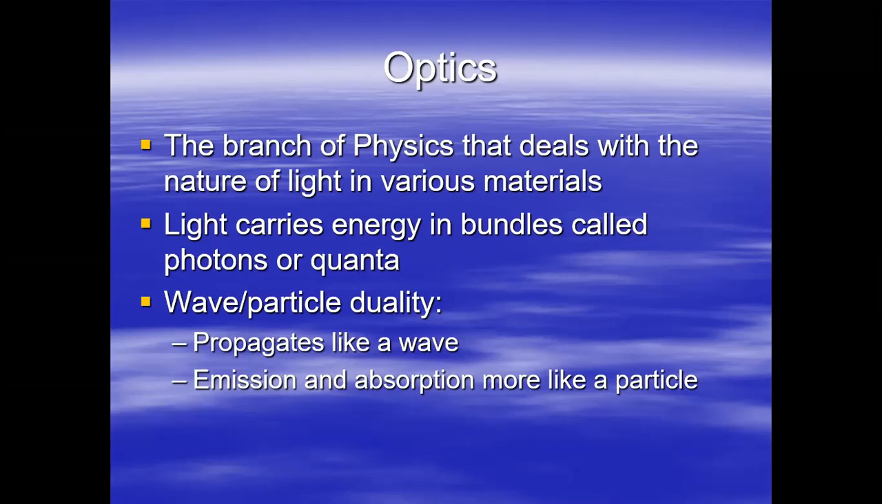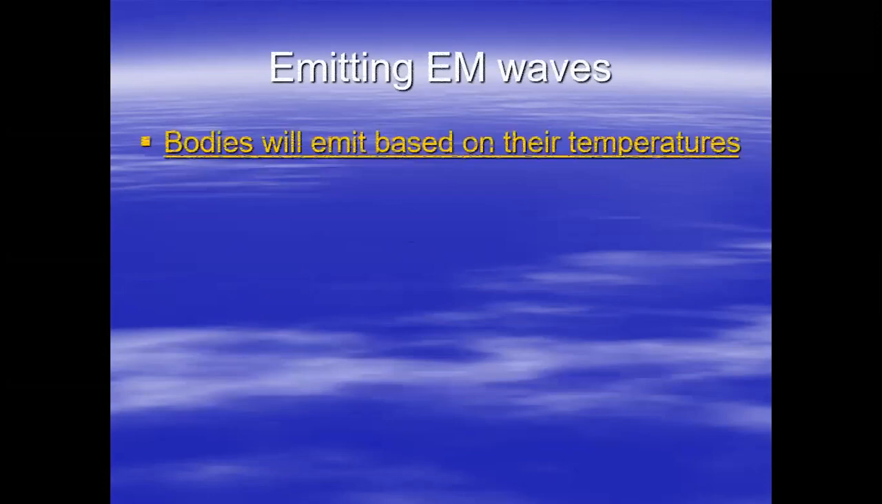But when we talk about light, we assume it propagates like a wave, meaning that all the stuff we've talked about with waves and sound and how electric fields and magnetic fields work, those are all applicable, but it gets absorbed and emitted more like a particle by an atom. So we're going to see both of those things when we talk about light.